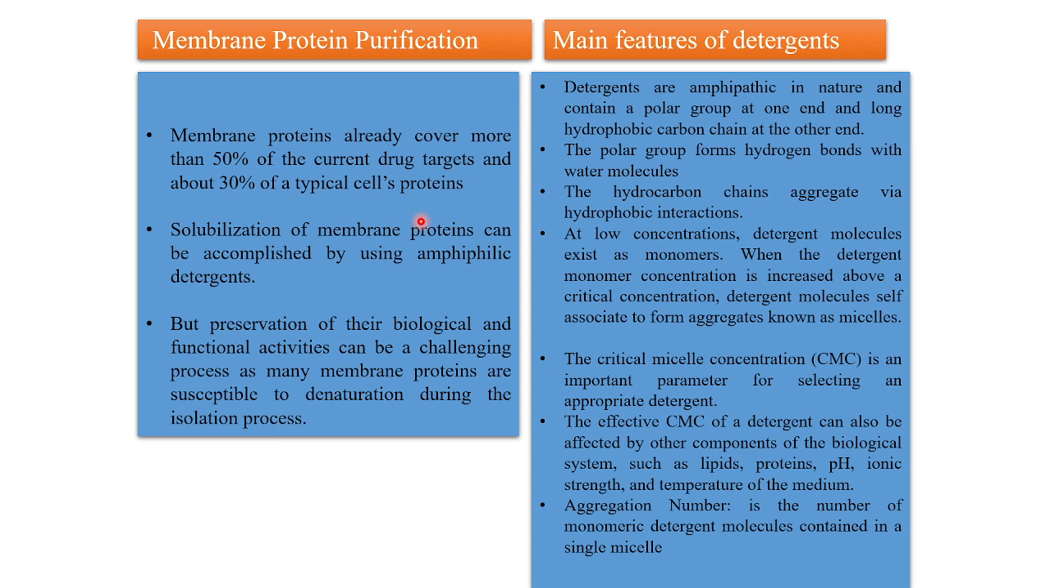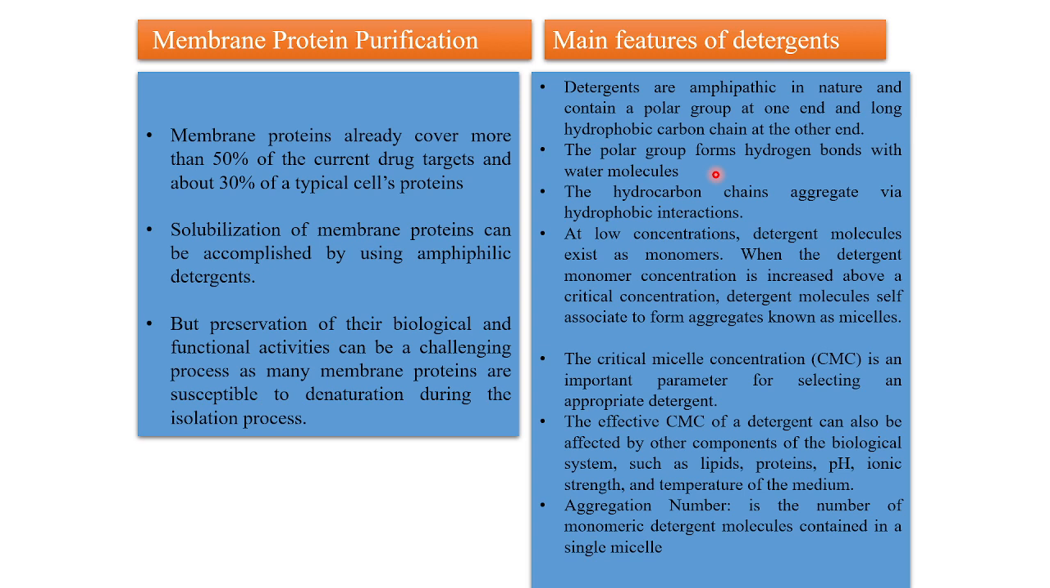So what is the feature of detergents that you are going to use for your membrane protein purification? Detergents are amphipathic in nature and contain a polar group at one end and a long hydrophobic carbon chain at the other end. The polar group forms hydrogen bonds with the water molecules, and the hydrophobic chains aggregate via different hydrophobic interactions. These are known information to us, and this is the same story as when we studied proteins, alpha helices, beta sheets, and how proteins fold. At low concentration, the detergent molecules exist as monomers.